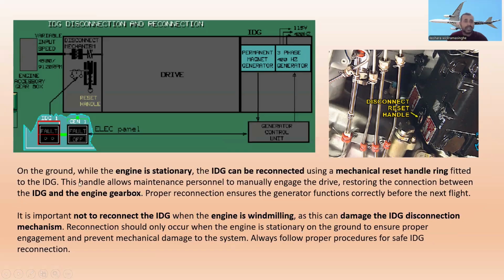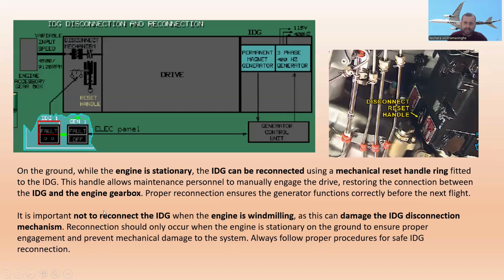Now you see, on the ground, while the engine is stationary, the engine must be stationary, the IDG can be reconnected using the mechanical reset handle ring fitted to the IDG. The handle allows maintenance personnel to manually engage the drive, restoring the connection between the IDG and the engine gearbox.